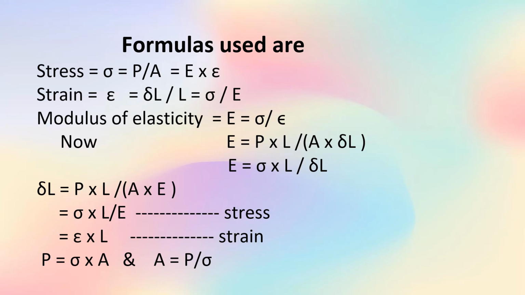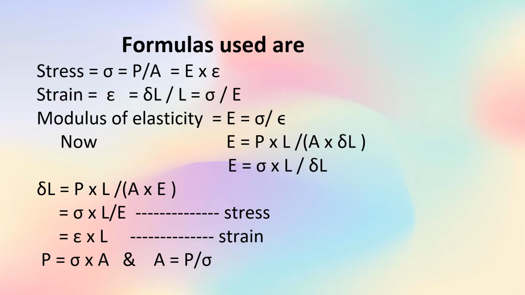Formula used for modulus of elasticity: E is equal to stress upon strain, or E is equal to P into L divided by (A into delta L), or E is equal to sigma into L divided by delta L. Formula used for change in length: delta L is equal to P into L divided by (A into E), or delta L is equal to sigma into L divided by E, or delta L is equal to strain into length.